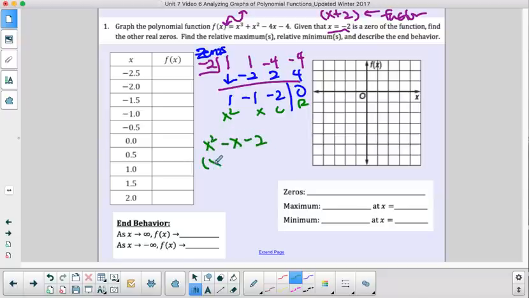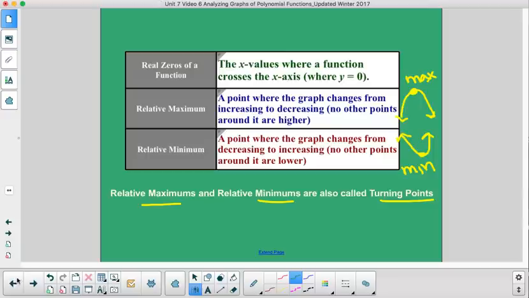And from here, I would factor like we did in 7.4. So we would have multiplies to -2 but adds to -1. Well, 2 and 1 multiply to 2, but to be -1, we have -2, +1. Okay, so this is my factored form. I would have this plus this. And now how do you find your zeros?